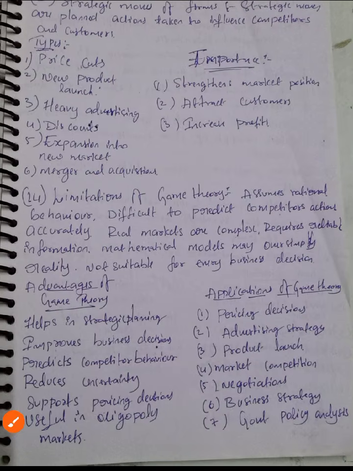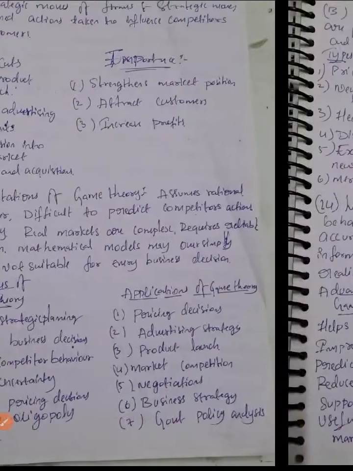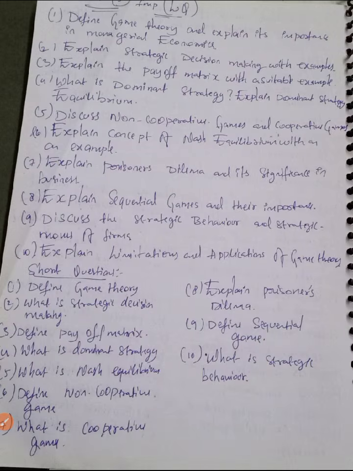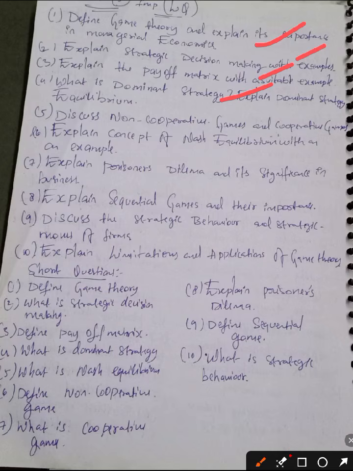Let's discuss the important questions of this Unit 5. Long questions, please note down. Define game theory and explain its importance in managerial economics. Explain strategic decision making with examples. Explain the payoff matrix with a suitable example. What is dominant strategy? Explain dominant strategy and equilibrium.